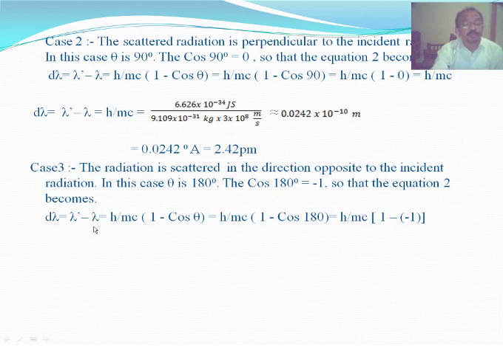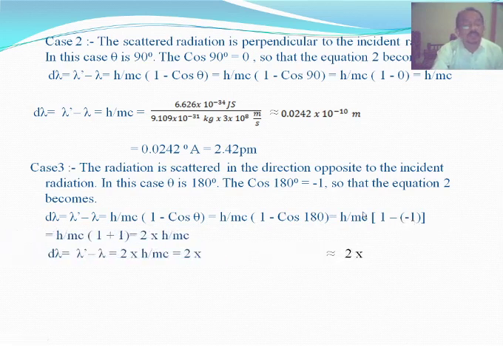becomes delta lambda is equal to lambda dash minus lambda, which is equal to h upon m c into (1 minus cos theta), equal to h upon m c into (1 minus cos 180). Cos 180 is minus 1, therefore it is minus into bracket minus 1. Now this minus becomes plus, and therefore it is h upon m c into (1 plus 1), which is 2, so it is equal to 2 into h upon m c. D lambda, that is the wavelength shift, is equal to 2 into h upon m c.